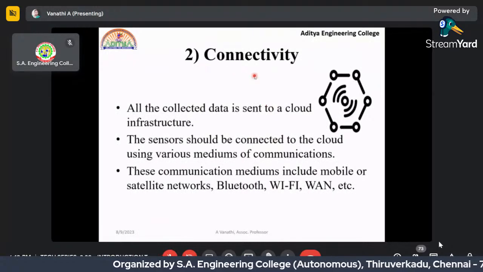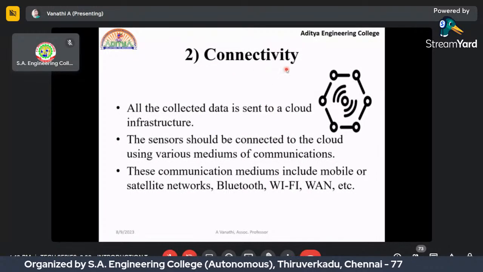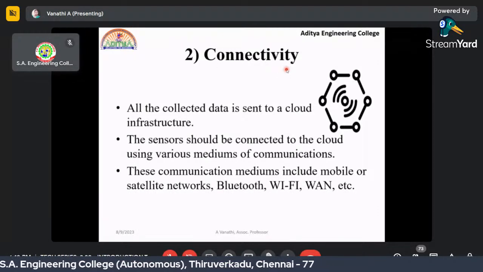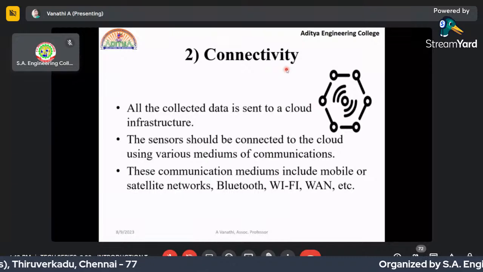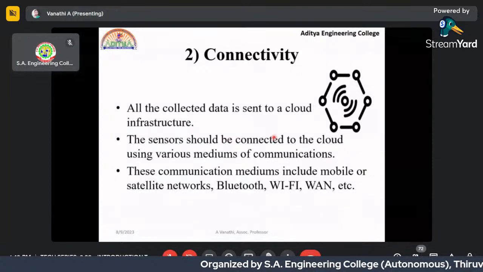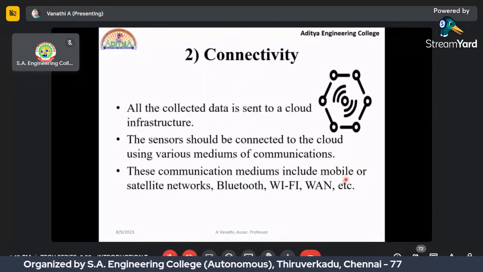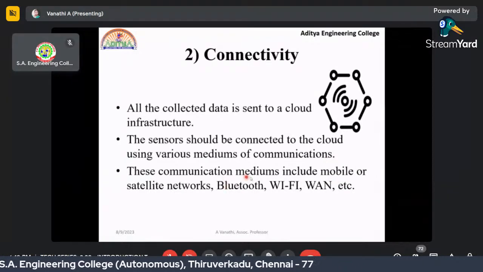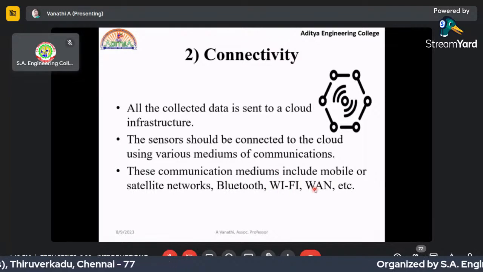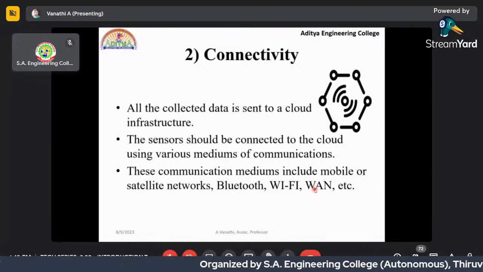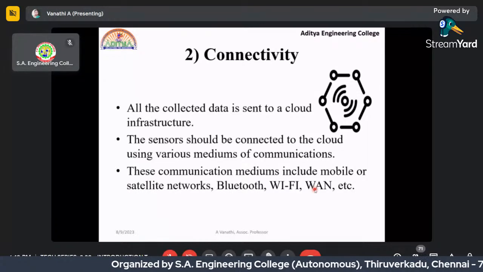And next comes the next component in the IoT, which is connectivity. So we have collected the data. The collected data has to be sent to a server or to any other system also. To send the data, we need some communication medium. The communication medium can be a mobile, or you can use Bluetooth, or we can connect it using Wi-Fi or a WAN also. So depending upon the connectivity, the application can be enhanced to a smaller or larger extent also.